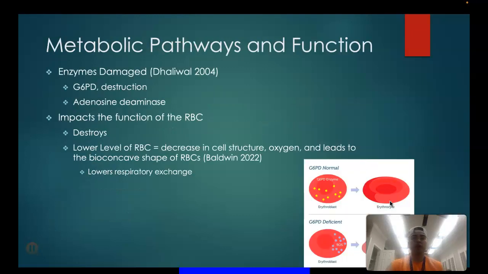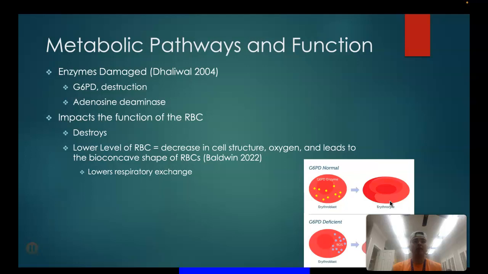So within the greater span of hemolytic anemia, the enzymes that are damaged are mainly the glucose 6-phosphate dehydrogenase enzyme, which leads to the destruction of red blood cells faster than they can be produced. This is when facing a pathogen or a toxin or something like that. Another enzyme that is damaged is adenosine deaminase, and this is due to the destruction of that pathway as well.